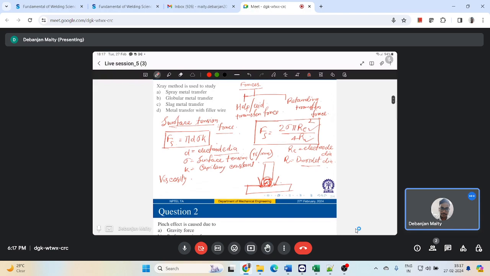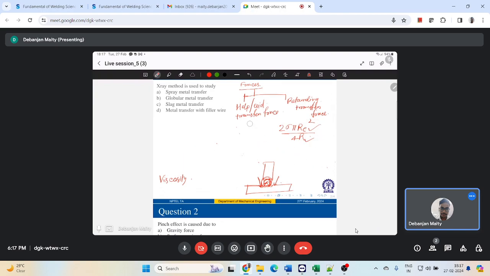Then you can have, so let me rub this up. So you can have high velocity gas jet. Then you can have force due to metal vapor. What is there in force due to metal vapor?